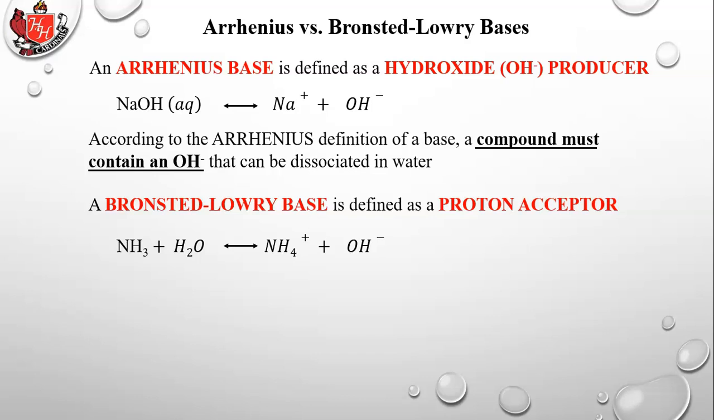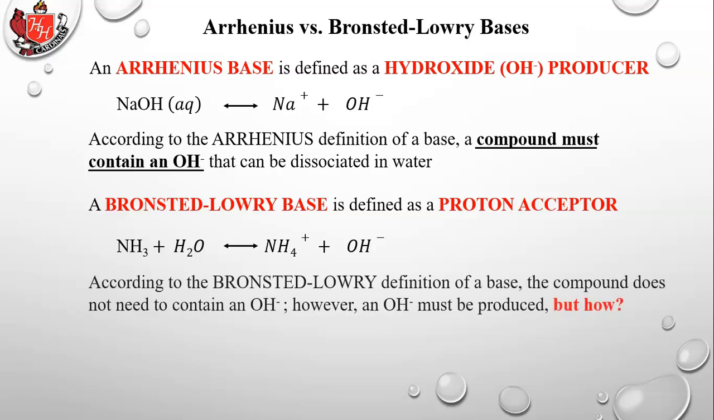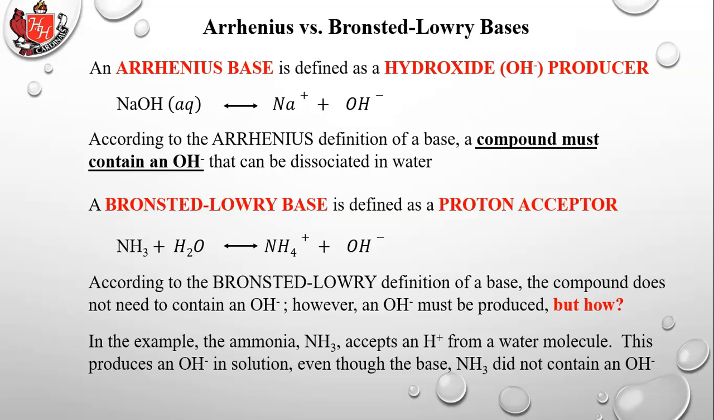So you see this did produce a hydroxide, and that's the definition of a base. It produces an OH minus. According to the Bronsted-Lowry definition of a base, the compound does not need to contain an OH minus the way an Arrhenius base does. However, an OH minus must be produced, but how? In other words, how does NH3 produce an OH minus if it doesn't have an OH minus? In this example, the ammonia NH3 accepts a proton H plus from a water molecule. This produces an OH minus in solution, even though the base NH3 did not contain an OH minus.